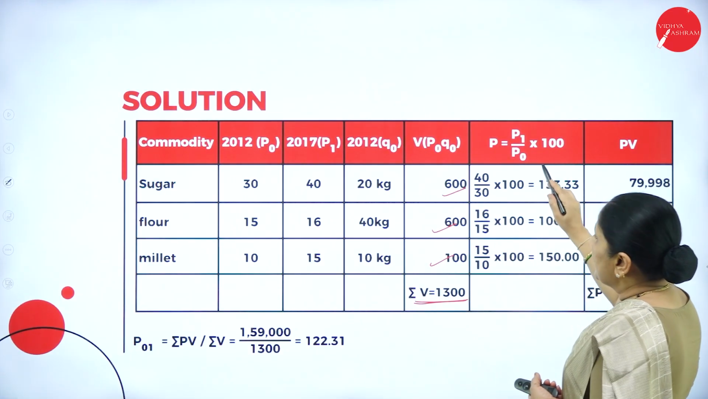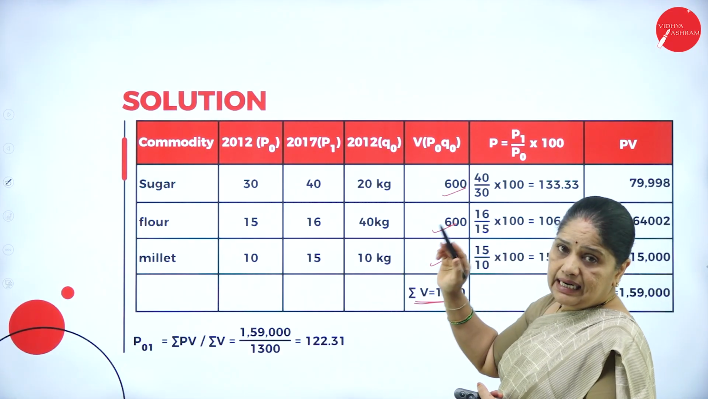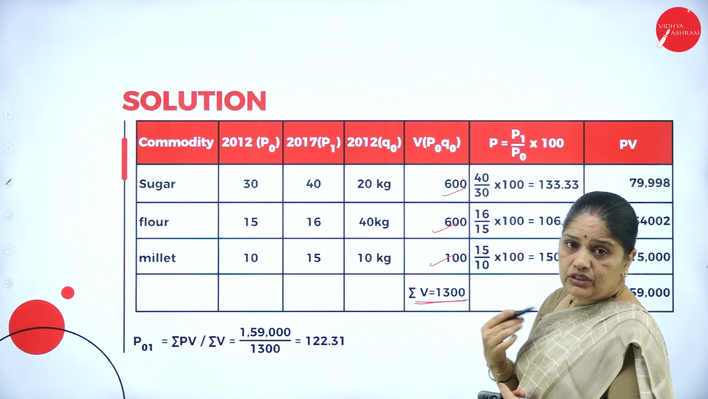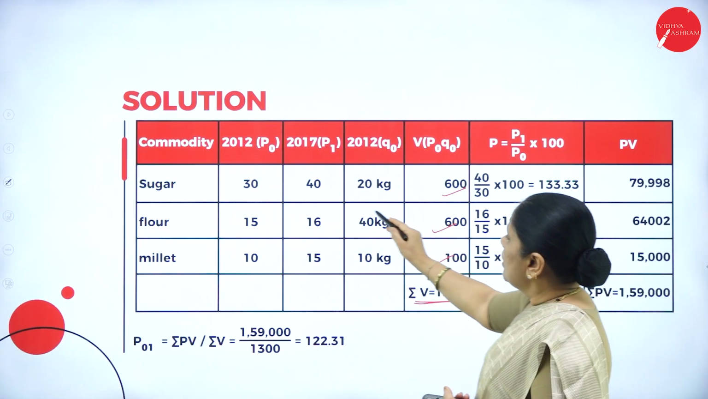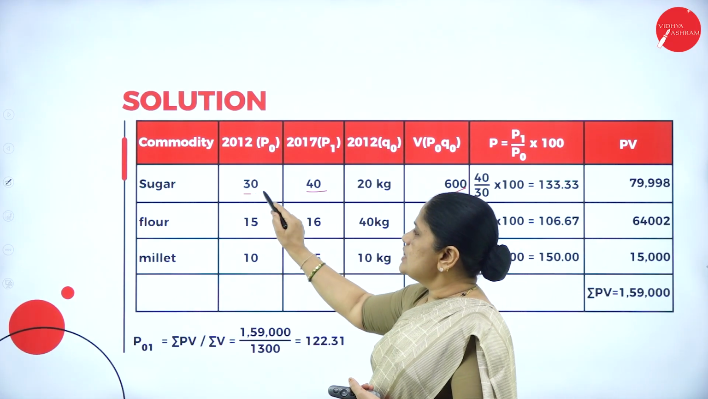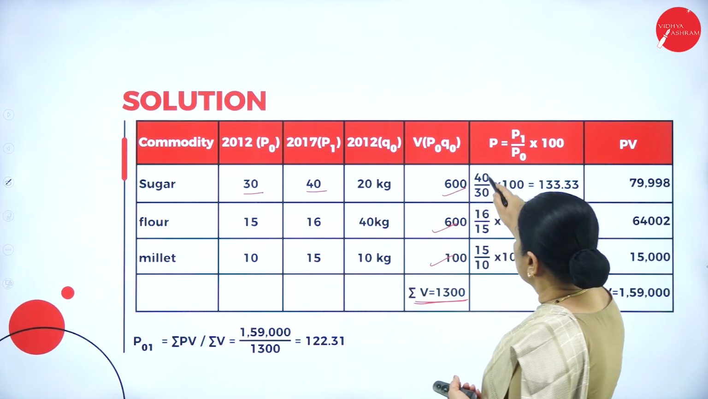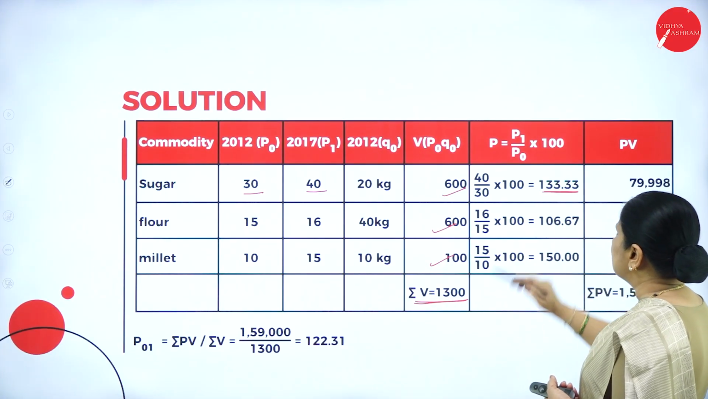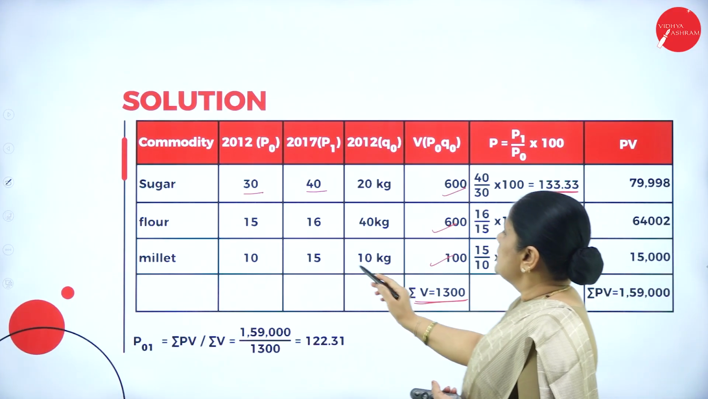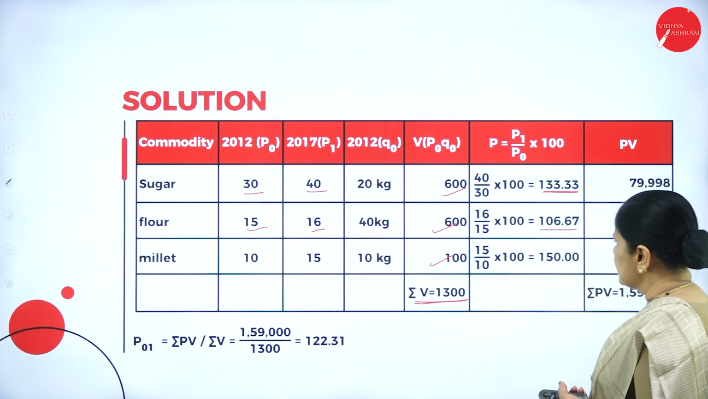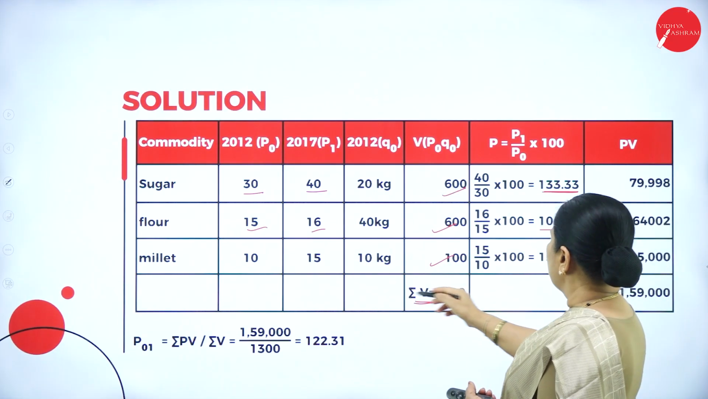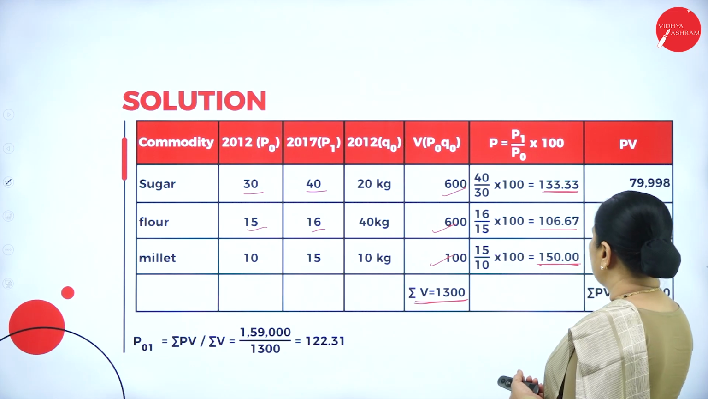Next we'll have to find out the price relative. How do we find the price relative? P1 by P0 into 100. So what is P1 here? 40. What is P0? 30. So 40 by 30 into 100, 133.33. The same way 16 by 15 into 100, 106.67. 15 by 10 into 100, 150.